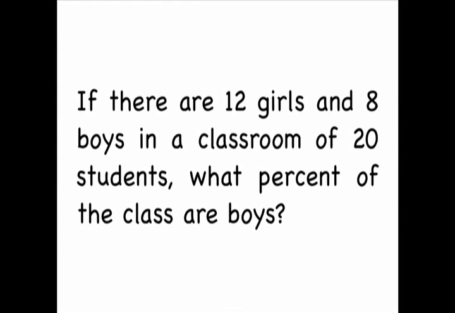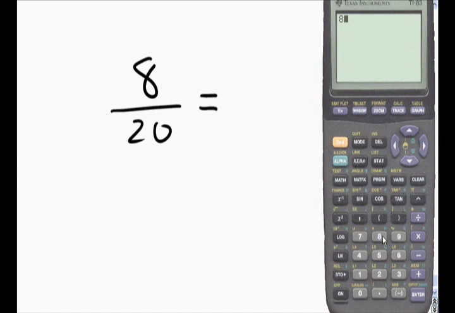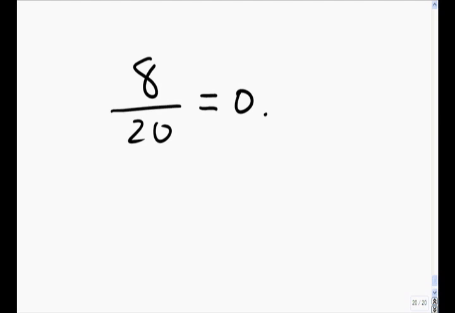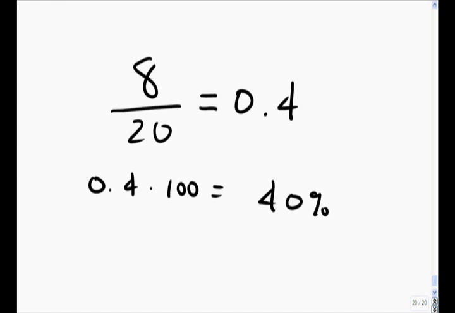If there are 12 girls and 8 boys in a classroom of 20 students, what percent of the class are boys? Eight boys out of 20 students is 0.4. Multiplying this number by 100 gives us 40%. 40% of the class consists of boys.